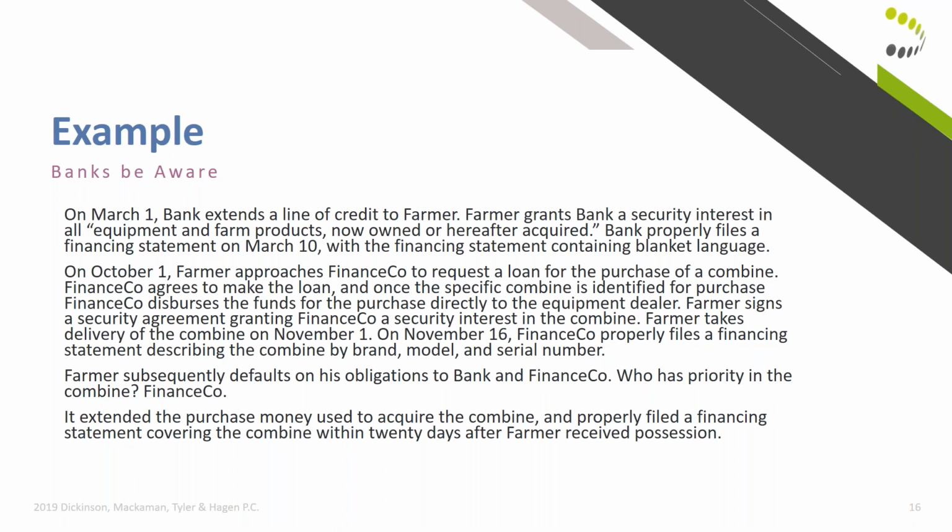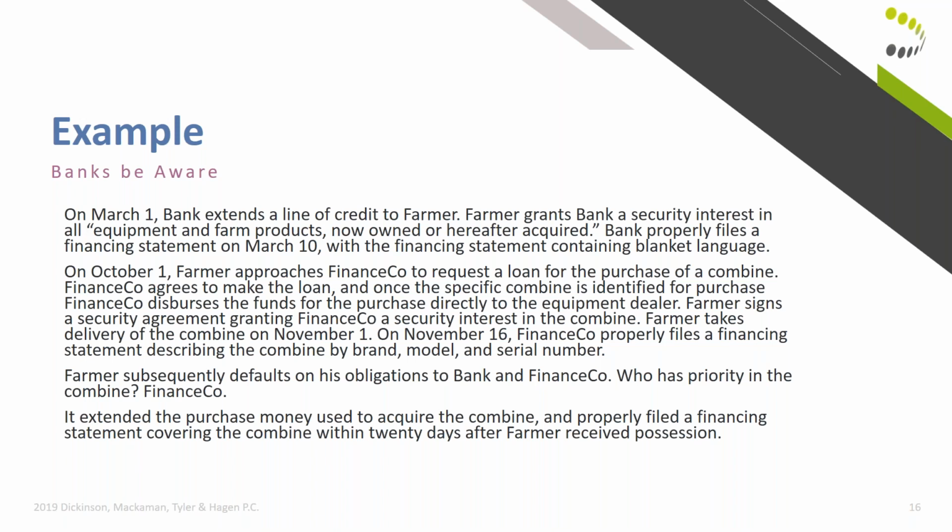So it's worth noting that a purchase money lien directly from a financing company for the purchase of equipment would take priority over those operating loans. And I have a couple of examples here just to further illustrate how that would work.